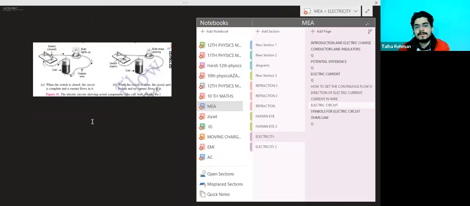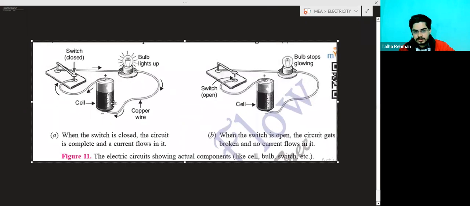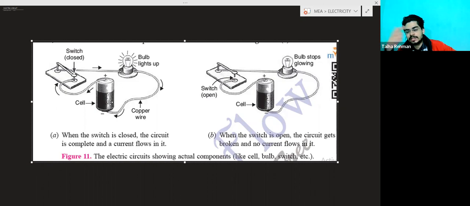So now see this. This is the electrical circuit. In the electrical circuit, first you can see this is the wire. This is the electric bulb, and this is a switch, and this is a cell or a battery. We have connected the cell or a battery so that there should be a constant potential difference and a constant current so that our devices run smoothly.